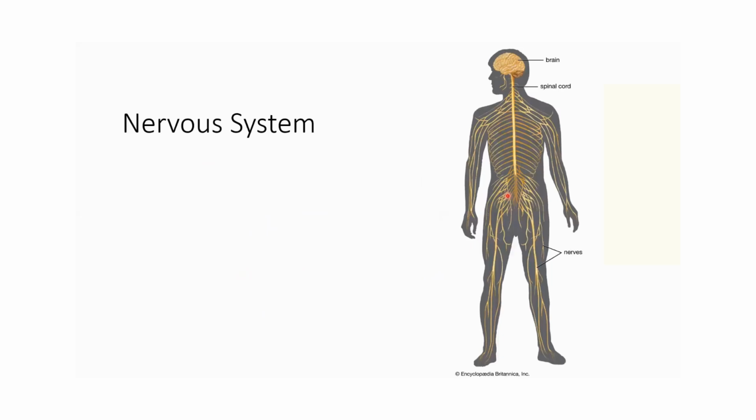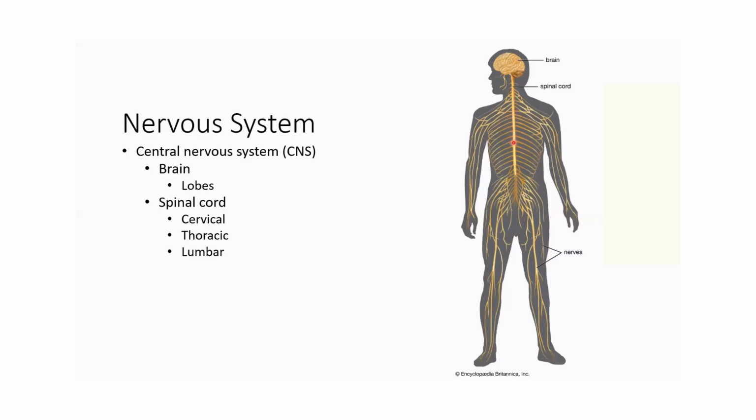So the basic structure of the nervous system is there's a central nervous system and there's also a peripheral nervous system. The central nervous system is composed of the brain up top. The brain is divided into different lobes. And then there's also the spinal cord. Both the brain and the spinal cord together comprise the central nervous system. And the spinal cord is divided into segments. There's a cervical segment up in the neck, a thoracic segment down in the mid back, a lumbar segment lower down, and then finally a sacral segment.